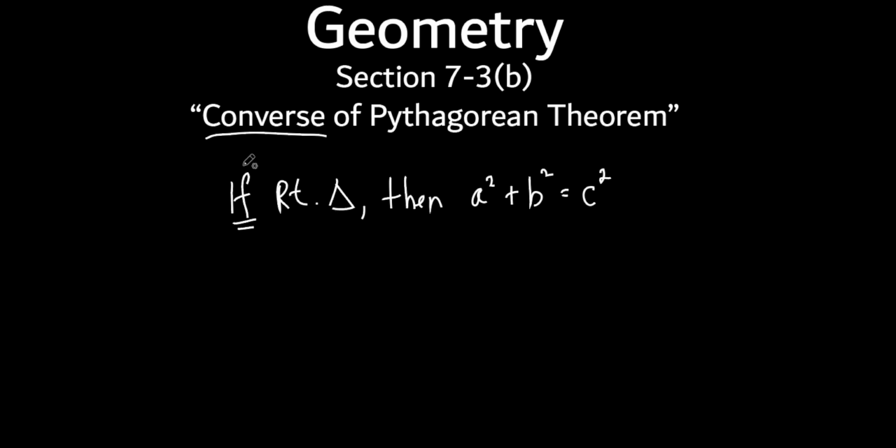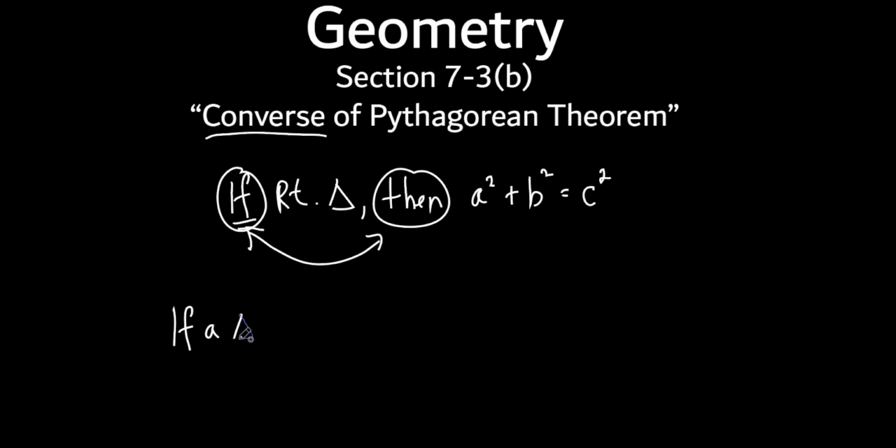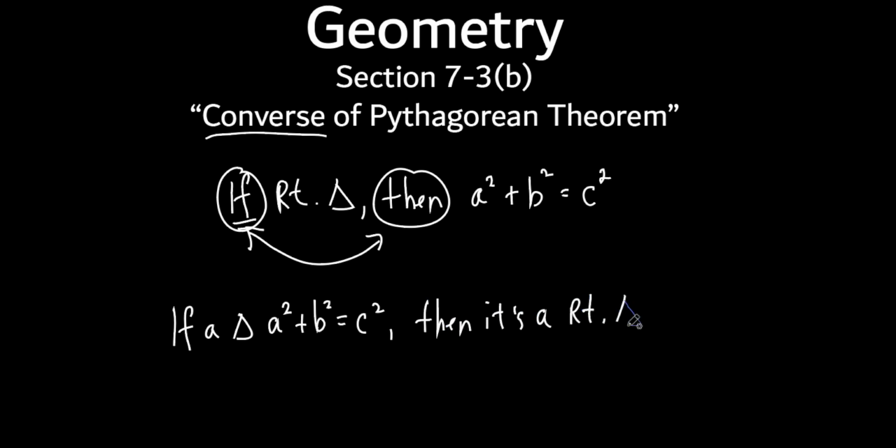Everybody with me? What does it mean to be the converse of something? We switch the ifs and the thens, right? So instead of if it's a right triangle, we're going to say, if a triangle has a squared plus b squared equals c squared, then you know it must be a right triangle.